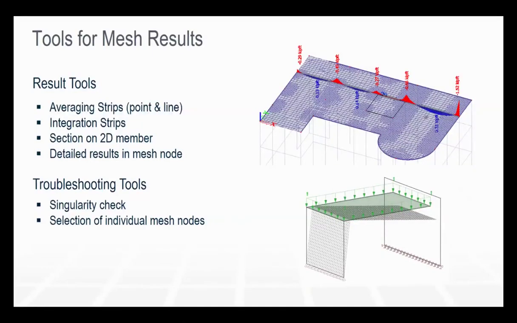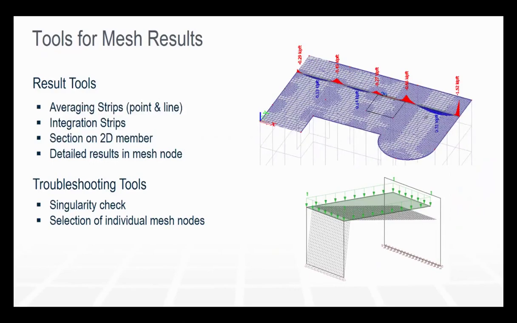Now the last thing I want to talk about is, we've talked about meshing, the generation of that mesh. We've talked about the manual mesh refinement, the automatic mesh refinement. We've talked about taking some of these result tools and being able to look at the mesh results in different ways that allow you to do better design. But what about troubleshooting? That's one of the big things that always comes up in structural analysis software, finite element analysis software, and when we talk about meshing.